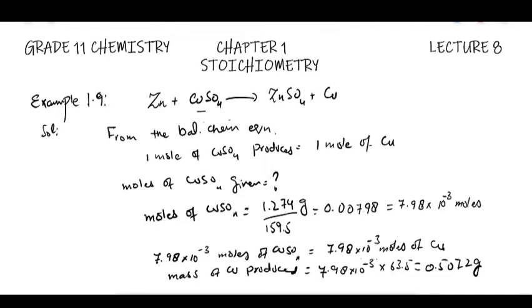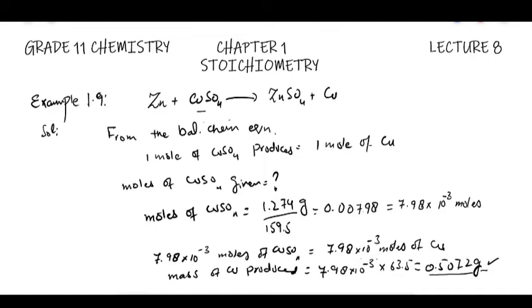Now, this 0.5072 is the theoretical yield of copper, because from balanced chemical equation we know that 1 mole of copper sulfate will produce 1 mole of copper. So if we have 7.98 into 10 to the power minus 3 moles of copper sulfate, we should expect the formation of 7.98 into 10 to the power minus 3 moles of copper, and that is equal to 0.5072 grams of copper. Now this is the theoretical yield.